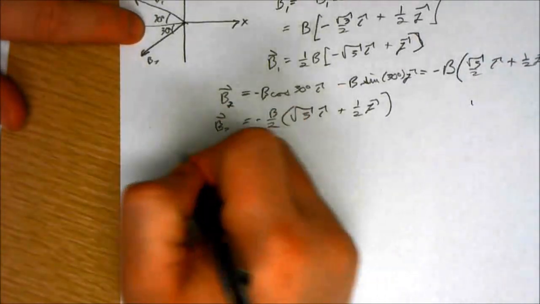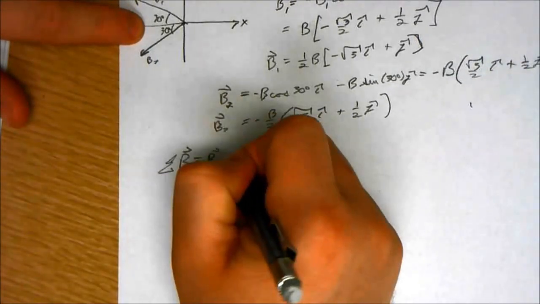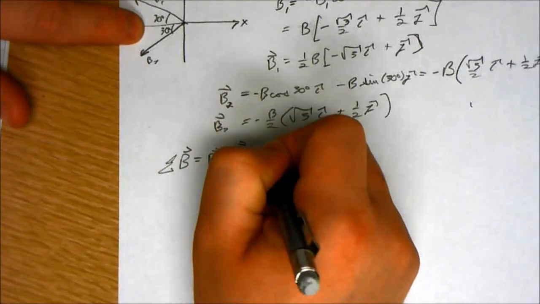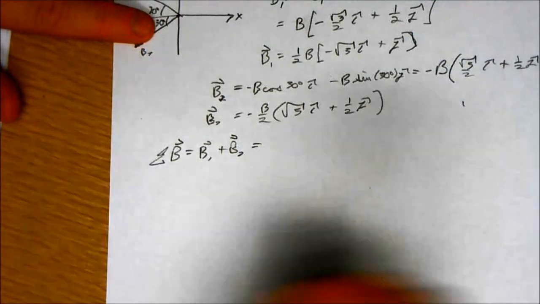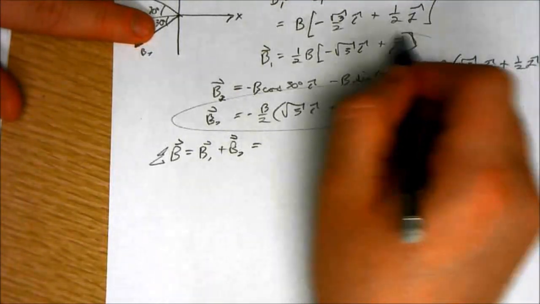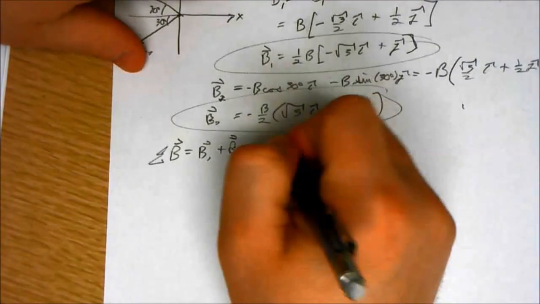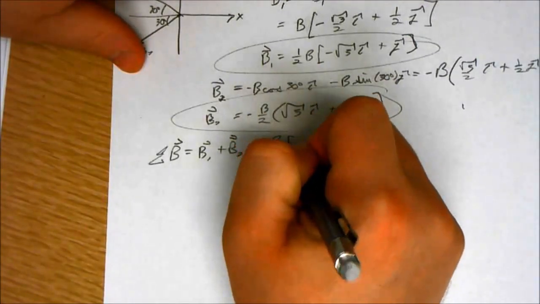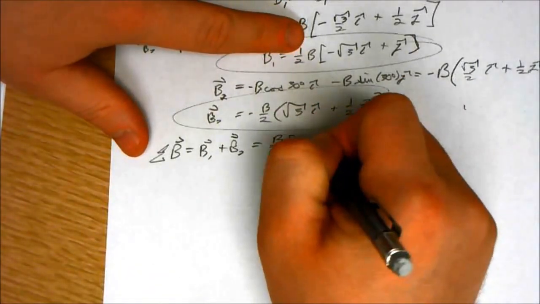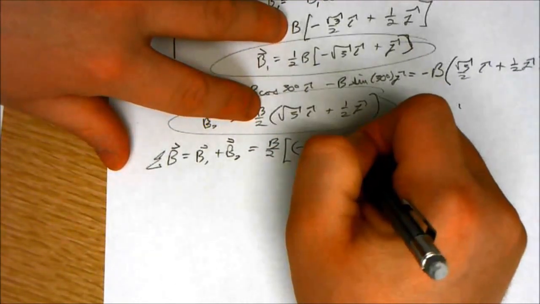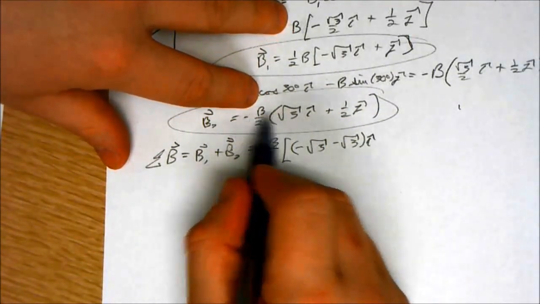So then the sum of both is just, we're going to add B1 plus B2, which means we have to add the i hat components and the j hat components, the x components and the y components. So I'm going to circle these. They both have B over 2, so I can pull that out. The B1 is negative square root of 3, minus square root of 3 i hat. I distributed that negative sign.